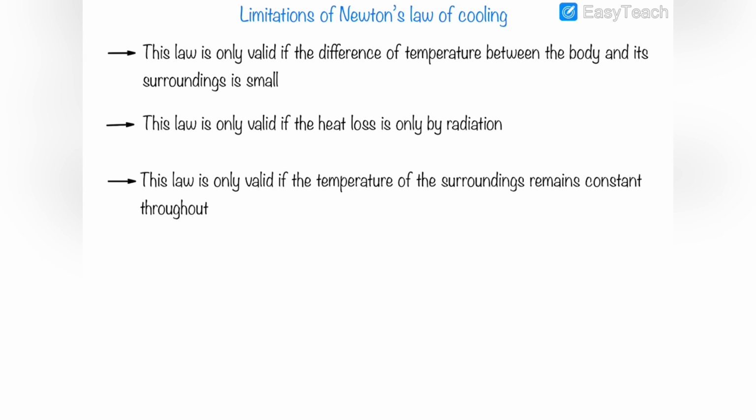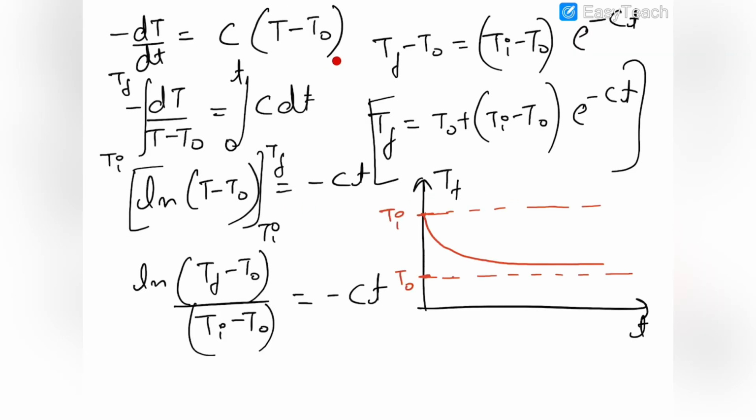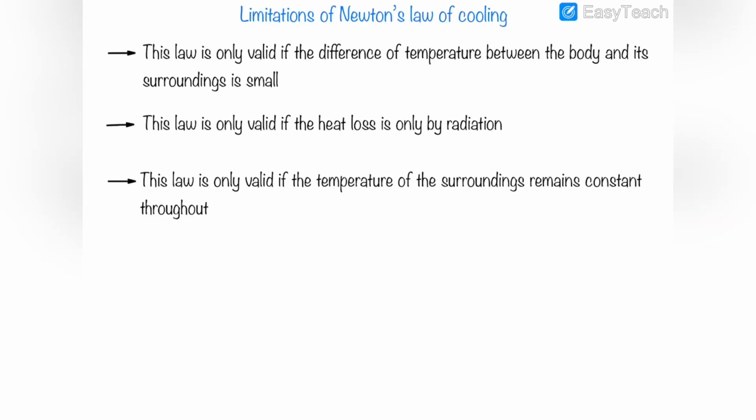And the third one is that this law is only valid if the temperature of the surroundings is constant throughout. In the complete derivation, we have assumed T naught as constant. So this complete result and this derivation is only valid when the temperature of the surroundings is constant. So these are the three limitations of Newton's law of cooling.